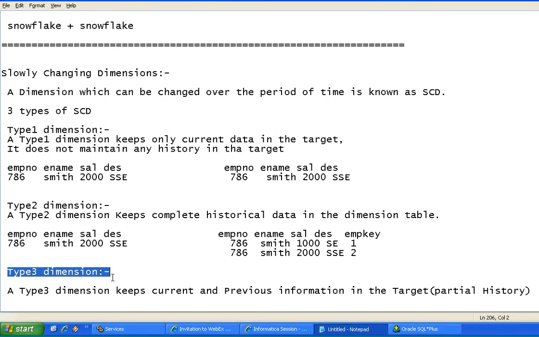So using any of these dimensions, we are going to load the data into the target table, whether by using type 1 or type 2 or type 3. Mostly we use either type 1 or type 2. We will not go for type 3 usually. If you want to show the current information, we go for type 1 dimension. If you want to show the complete historical data, we go for type 2 dimension. But in other cases, we go for type 3 dimension.